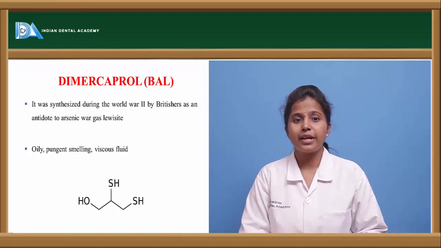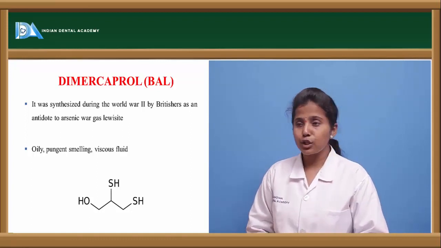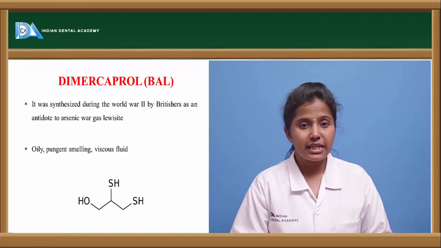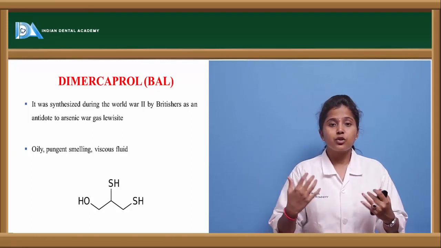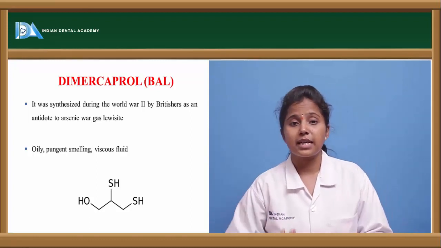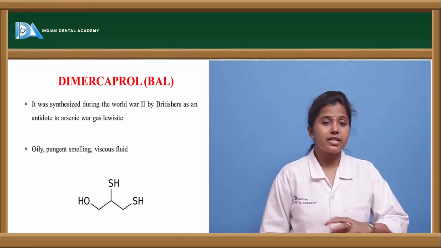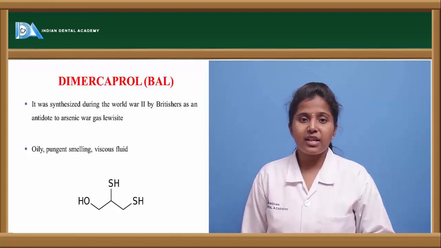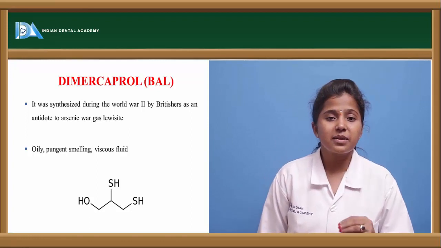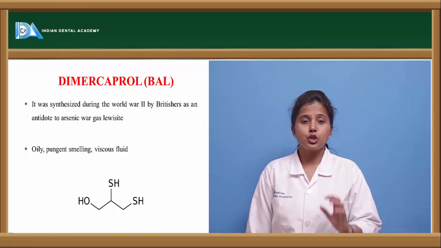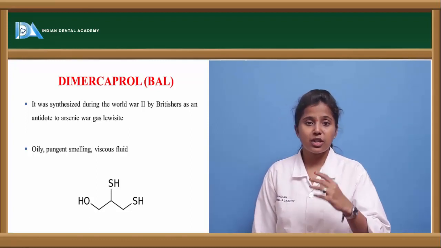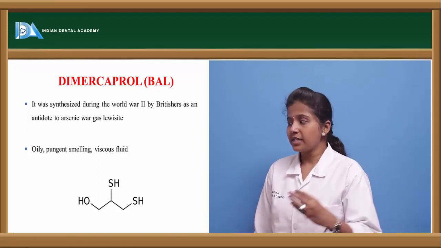The opponents may release arsenic gas, which is called Lewisite. This Lewisite is an arsenic poisoning gas if it is released. So in order to protect themselves from that arsenic poisoning, the British synthesized the compound called DIMERCAPROL. This DIMERCAPROL is oily in nature and has a pungent, strong bad odor.